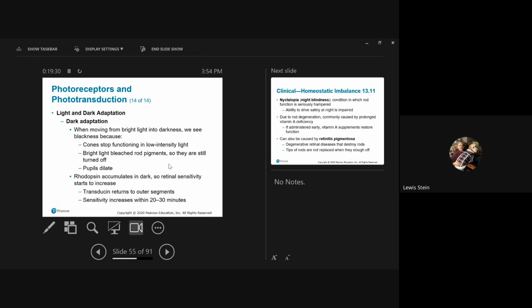When moving from bright to dark, we see blackness because the cones don't work. The bright lights bleach rod pigments that are still turned off. Pupils dilate. The rhodopsin will get there, but it takes a fair amount of time. Everybody's different. Some people have really good night vision.